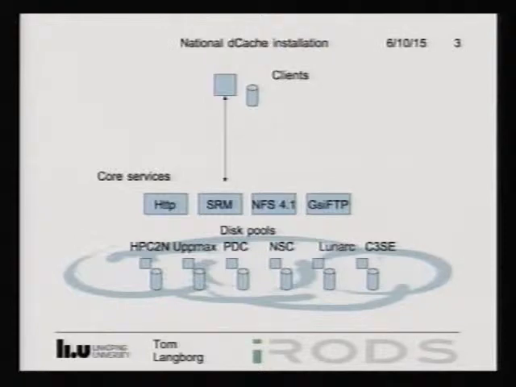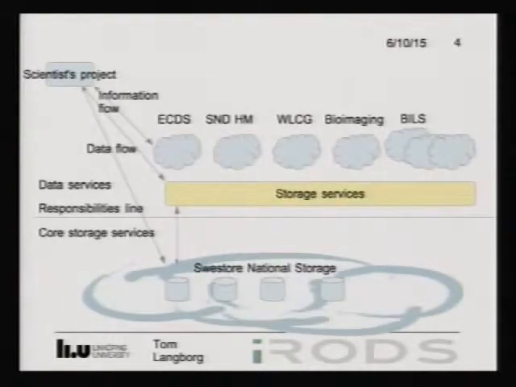The storage was distributed across these 6 different centers. We call it 2x copy, so the data has 2 copies in different towns, and we can lose 1 center and still keep running. Another issue is that because we are a national storage for all the communities, we need to divide it into climate data, humanity data, bioimage data, and so on. We need to separate these communities from each other because they have different needs.